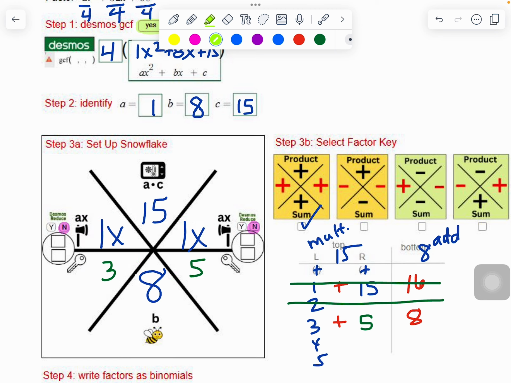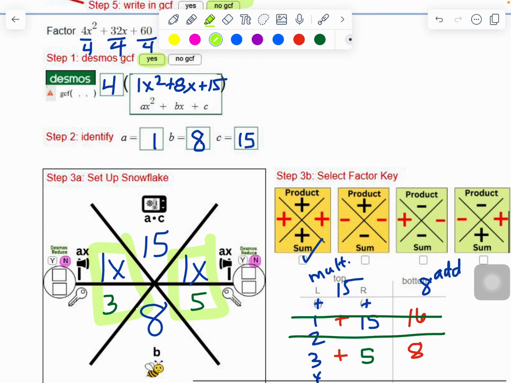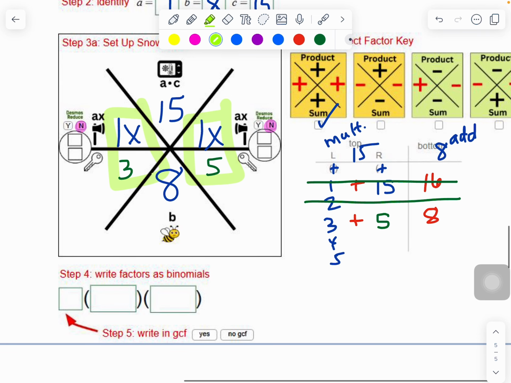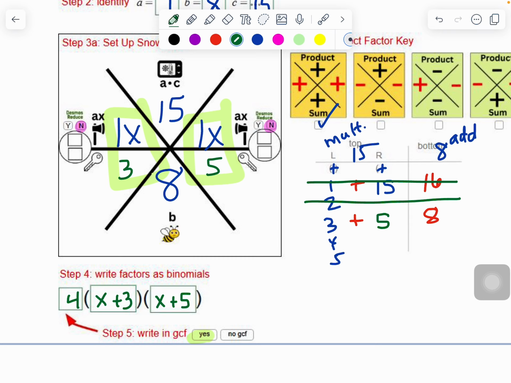Let me do a different color. These are your answers in binomial form. We just have to put them in our parentheses. Now, we did have a GCF. You can never forget about that GCF. So select yes, and our GCF was 4. And then I have x and a positive 3, so I have to write x plus 3. And then I have x and 5, so I'm going to write x plus 5. And then you're done.